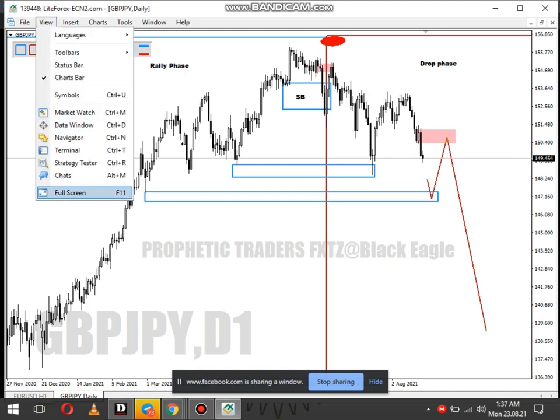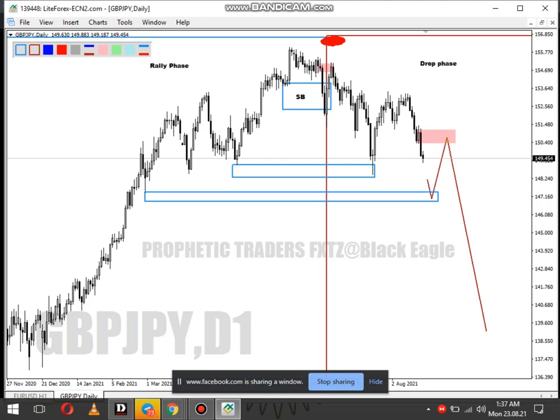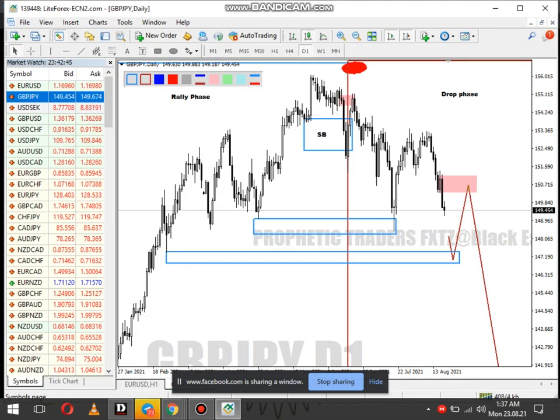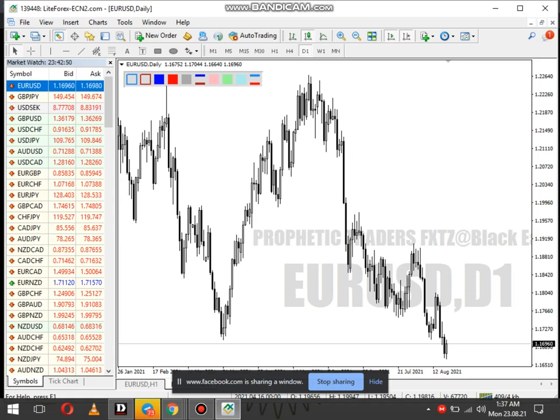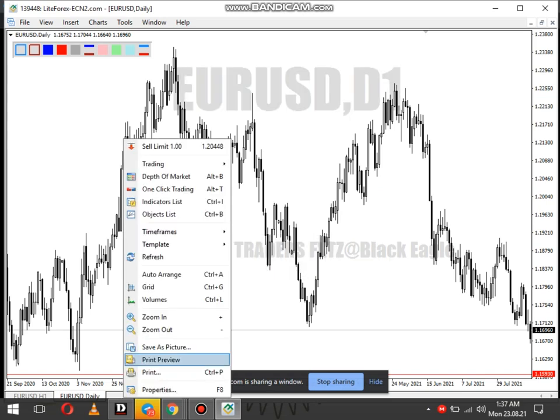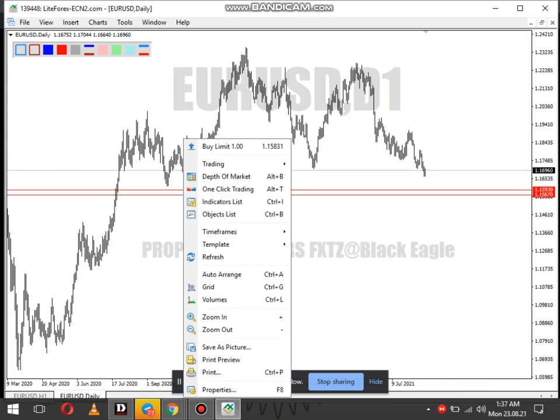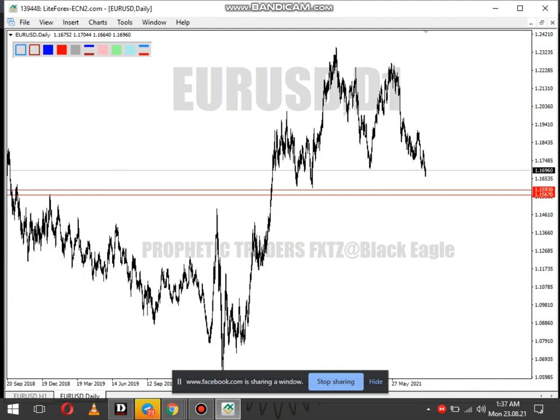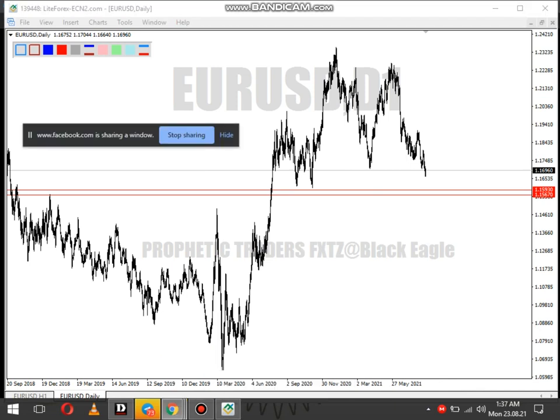So let's go and check another pair, Euro USD. Our Euro USD is very important. So just zoom it. Once we zoom it, we know it. Price rallied from this area last year in March up to this area almost in November last year. So we are expecting a bearish reversal. That's why we are on the drop phase.